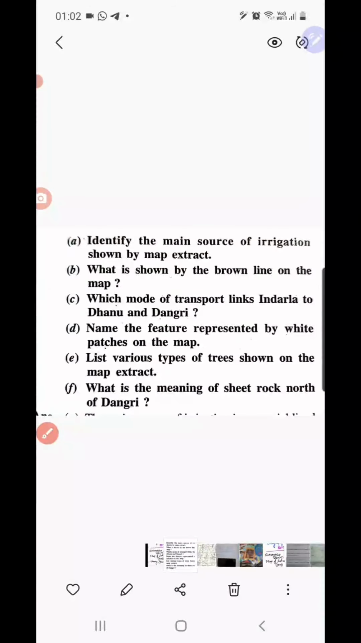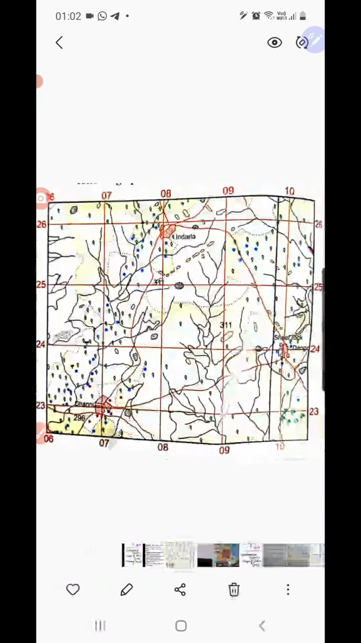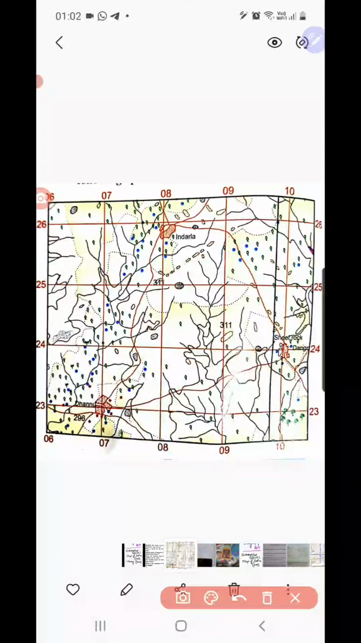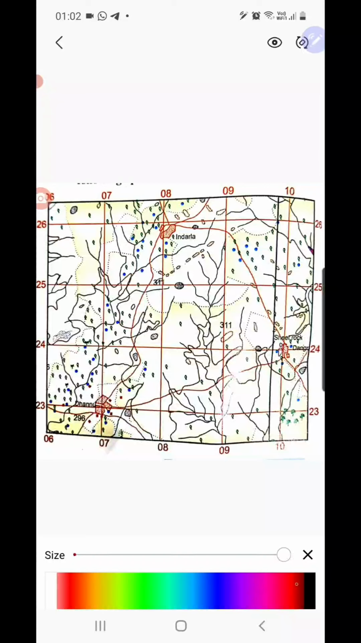What is the meaning of sheet rock north of Dangri? Yes, north of Dangri you can see sheet rock here. What do you mean by this sheet rock? Especially it is shown as a white patch. It is an uncultivable land. Sheet rocks are actually the hard rocks which are exposed to the surface.